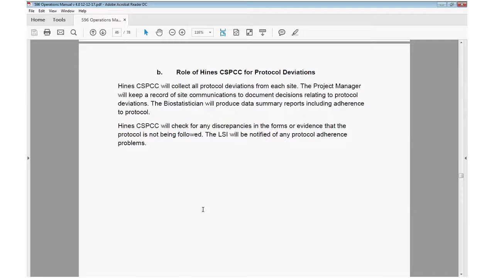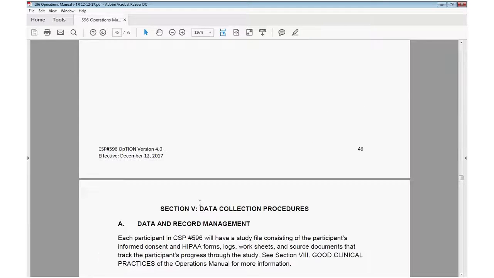Role of the Heinz Coordinating Center for protocol deviation. The Coordinating Center will collect all protocol deviations from each site. The project manager will keep a record of site communication and document decisions relating to protocol deviations. The biostatistician will produce data summary reports, including adherence to protocol. The Heinz Coordinating Center will check for any discrepancies in the form or evidence that the protocol is not being followed. The LSI will be notified of any protocol adherence problems.